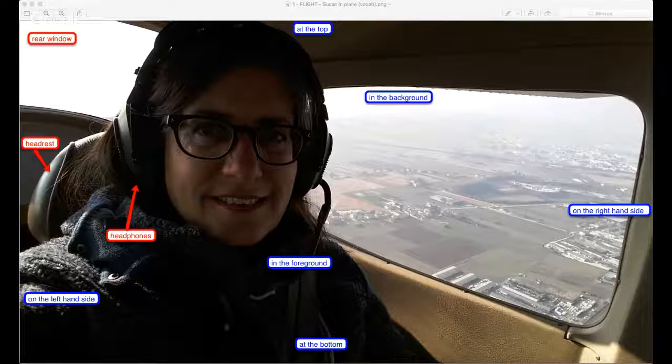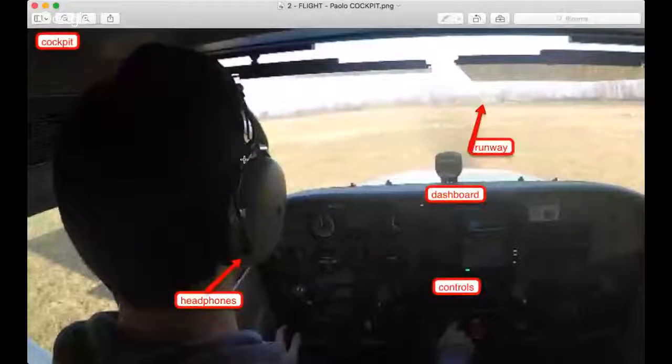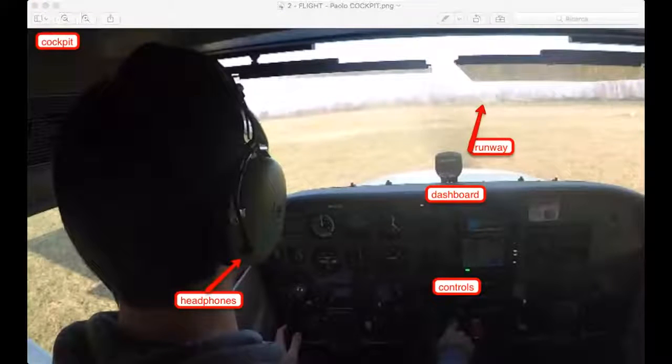Now, at the top of the picture on the left-hand side, there is the rear window. Rear means back. And behind my head, you can see the headrest, whilst I'm wearing headphones so I can communicate with everyone in the plane. So now you can see the front of the plane. The front of the plane is called the cockpit. And in the cockpit, there we have a picture of my son at the controls.